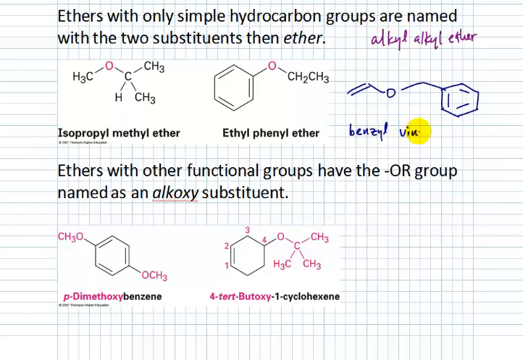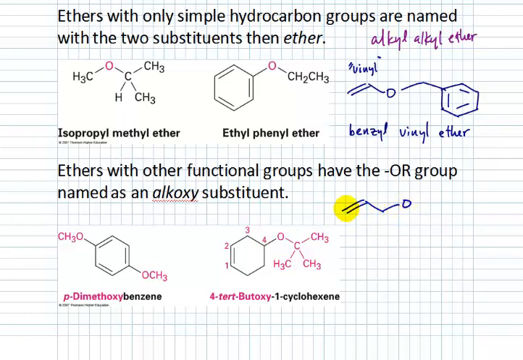vinyl ether. This right here is a vinyl group, V-I-N-Y-L. When I have CH double bond CH2, that's a vinyl group. Whenever something is directly attached to a double bond, that's vinyl. Another common one is allyl.